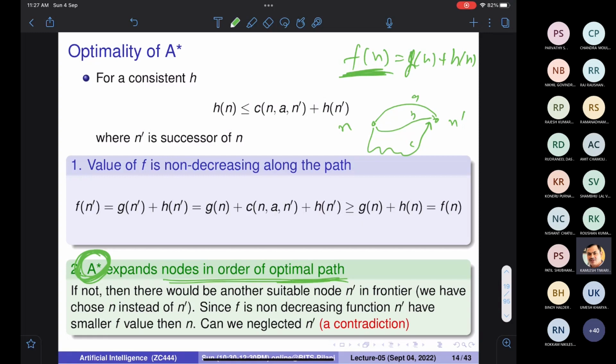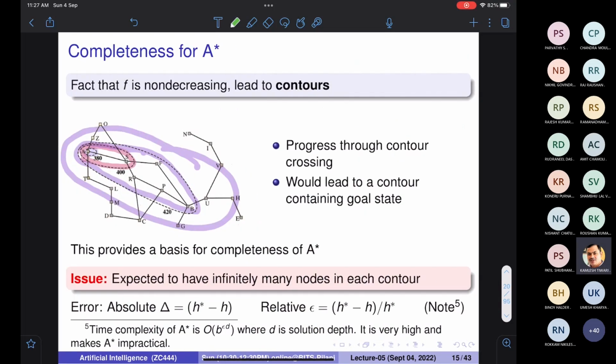Sir, please say once again your last statement. Okay. So what about the last statement here? Saurabh, you want to ask here? Last statement here. So I was telling that F is going to increase.